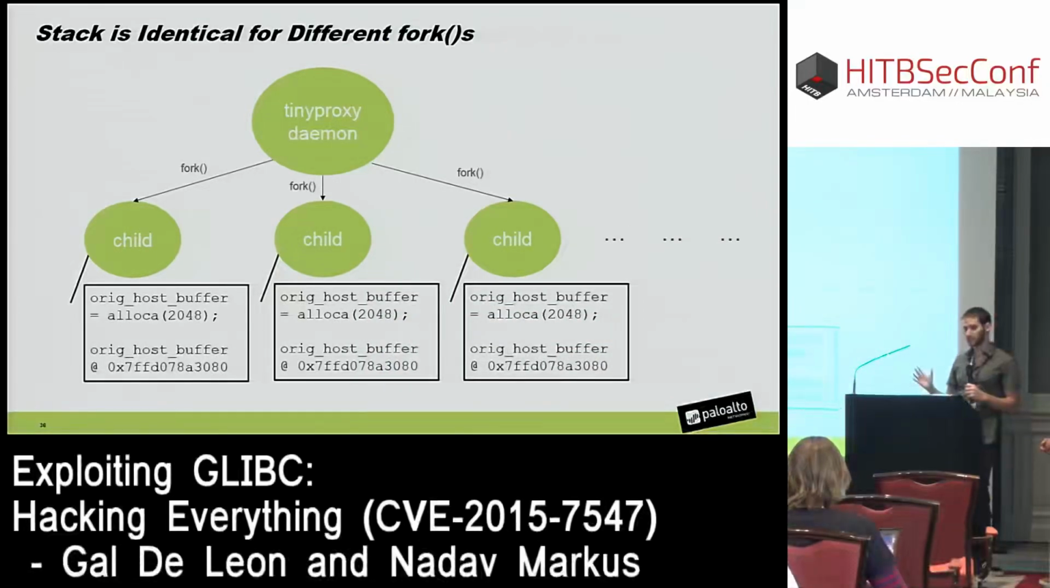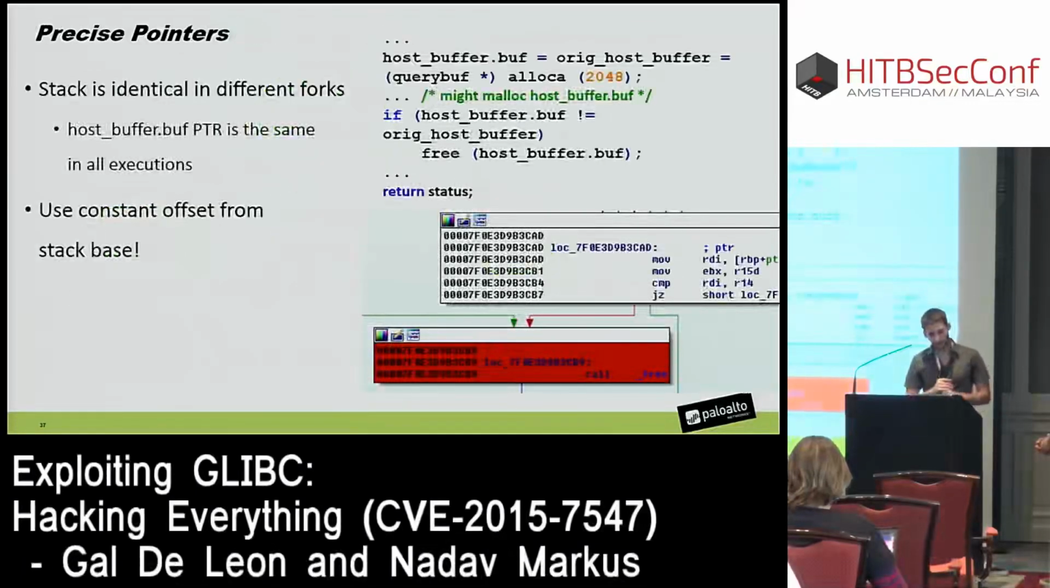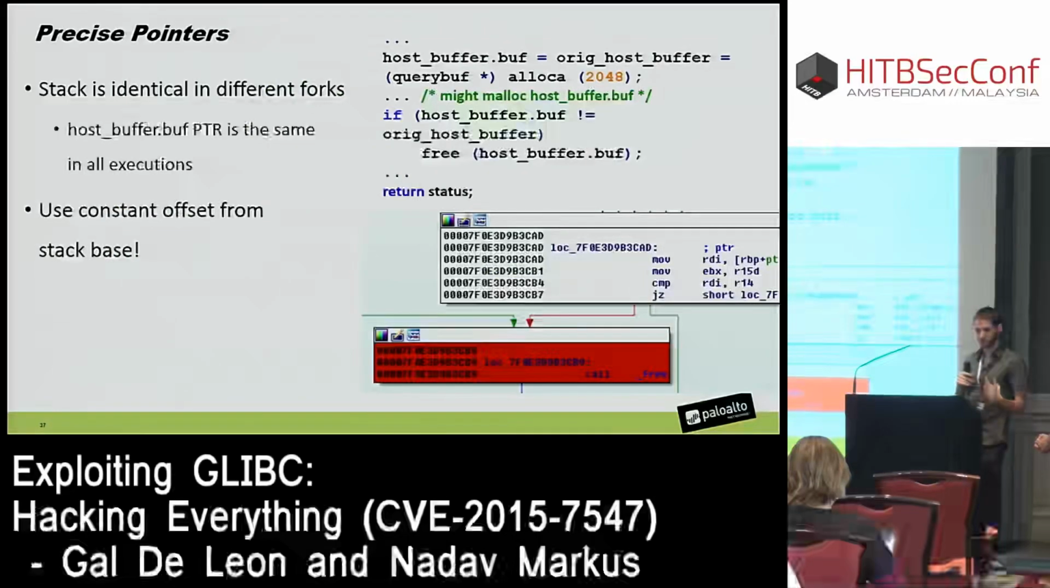An important observation is that the stack will remain identical between different forks. Because we crashed the application so quickly after invoking getaddrinfo, the same amount of stack space will be allocated for each daemon. As you can see, here is the tinyproxy daemon, which forked to several child processes. Each one of them attempts to allocate a buffer on the stack, and we see that they get the same return stack address for the host buffer. So hostbuffer.ptr is the same between all executions.